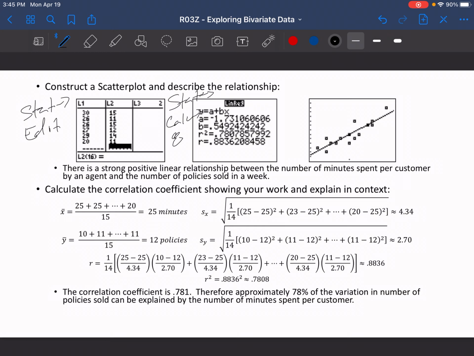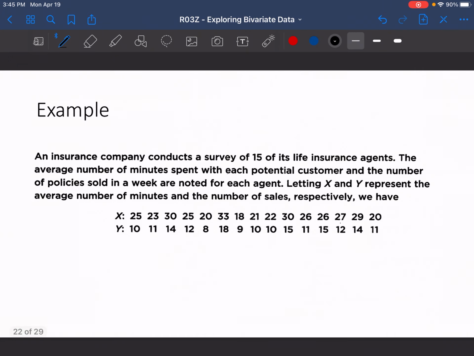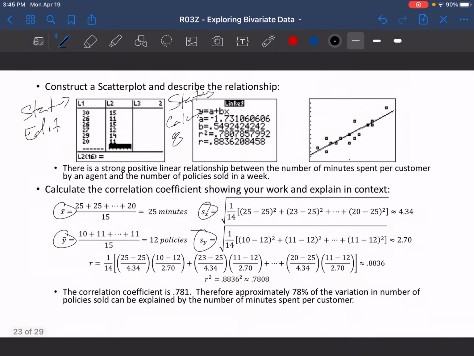If we did want to know, however, our x bar and y bar and the standard deviation of x and the standard deviation of y, which is essentially representing the mean and standard deviation of x or the mean and standard deviation of y in this case, we would need to go to stat, calc, and 2. And then find our 2 variable statistics based off of the data that we have entered up here in stat edit.